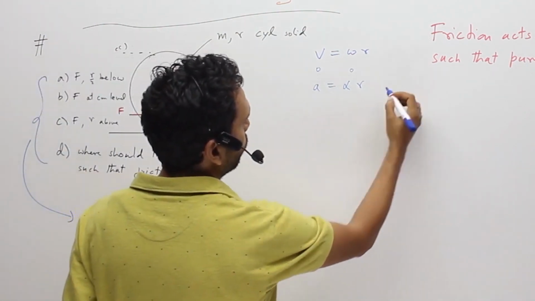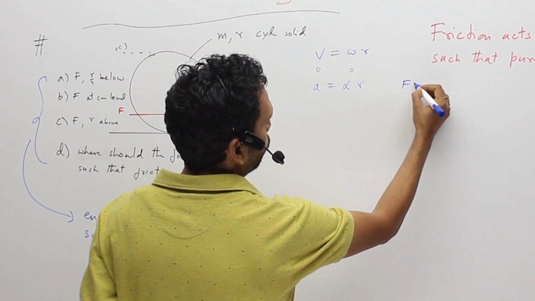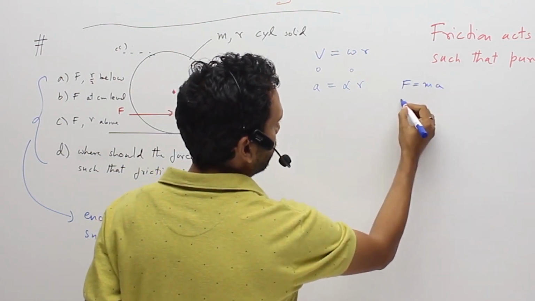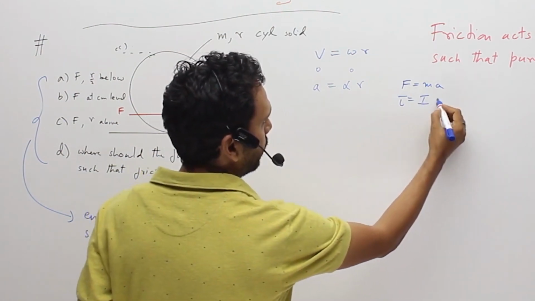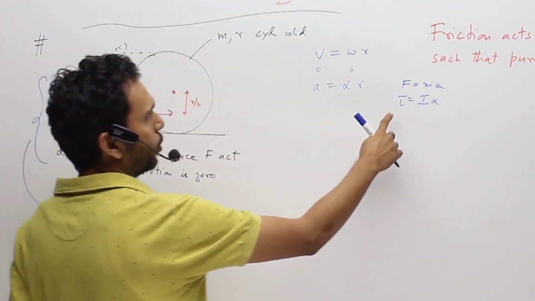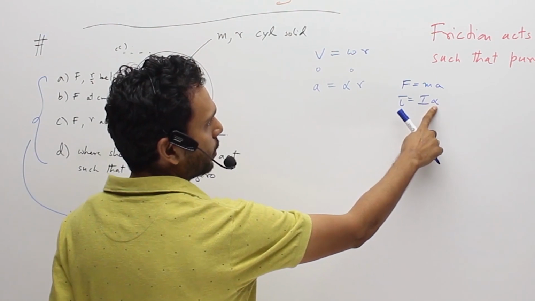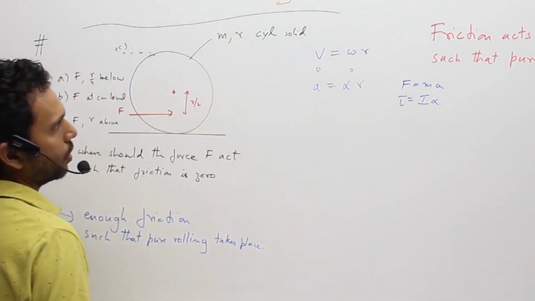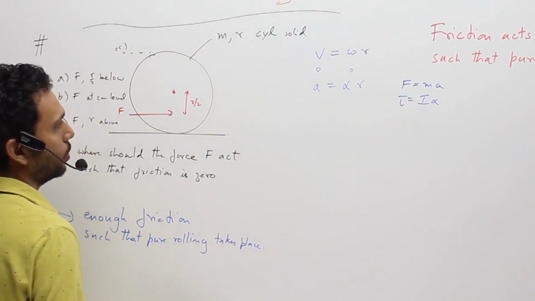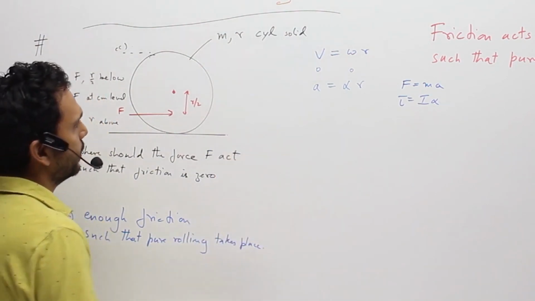Also, one basic thing we know is force is mass times acceleration, and torque is I, about which the torque is acting, times alpha. So torque about a certain point creates an angular acceleration which is related like this. Your I is the moment of inertia around the point the torque is acting.